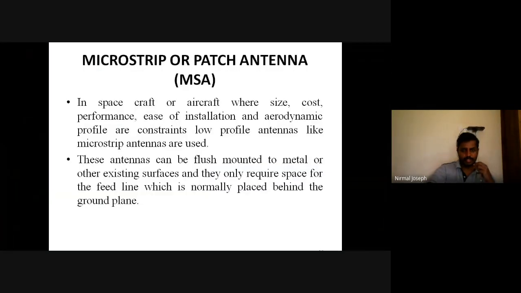In spacecraft or aircraft, where size, cost, performance, ease of installation, and aerodynamic profile are constraints, low profile antennas like microstrip antennas are used. What's the problem with spacecraft and aircraft? It is highly dependent on size. In spacecraft especially, the payload is very important. The payload should be as minimal as possible.